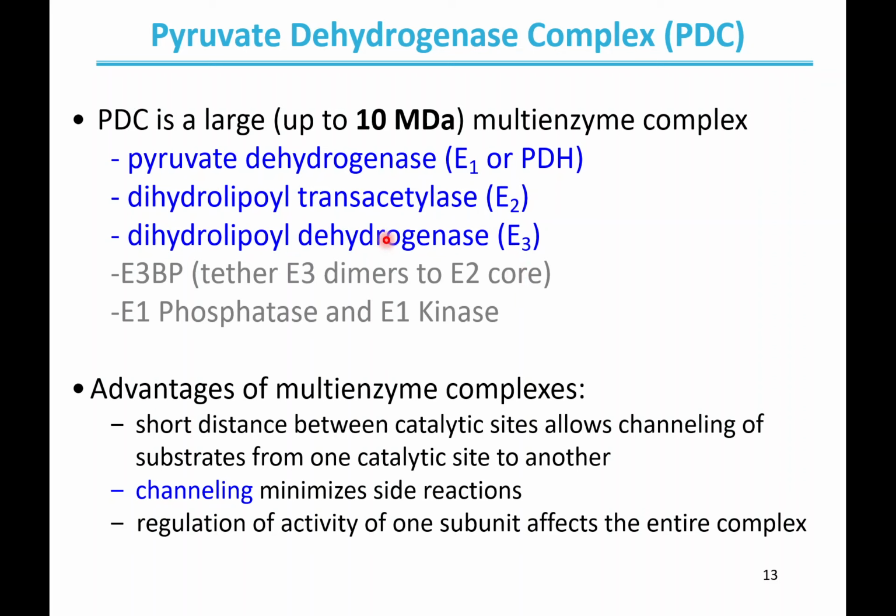And then E3 is dihydrolipoyl dehydrogenase, and that dehydrogenase tells you that it's performing an oxidation reduction reaction. Okay, so E2 is what moves the acetyl group, and E3 is what does the redox chemistry to recycle the lipoic acid.